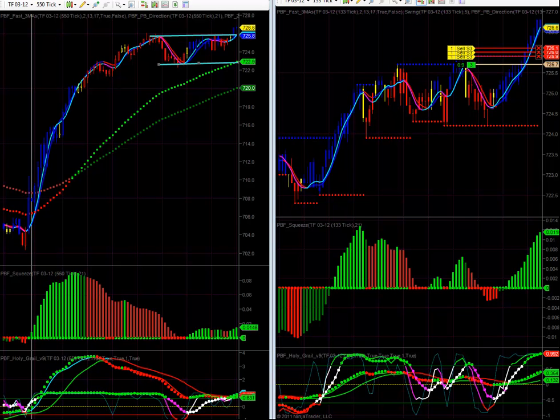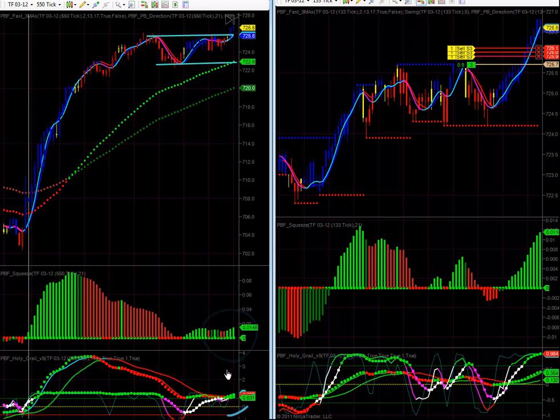Okay, everything looks strong here. We've got 3 bars on the histogram squeeze, making higher highs. The 550 Holy Grail is looking strong. All our signals are going up above the upper channel. Higher highs on the 133. This is a really strong 133 Holy Grail, folks. This is telling us that this guy is going to continue in an uptrend.